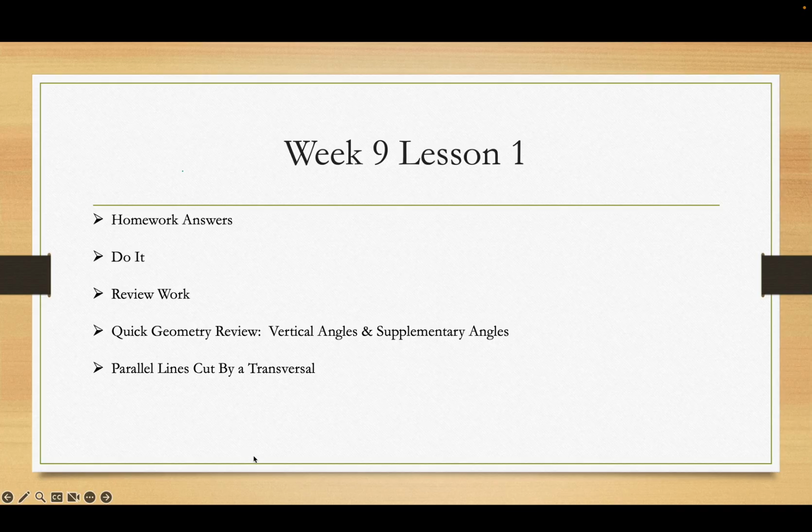What do we have to do today? Our agenda. We have our homework answers to go over. We have a do it to do. We have some review work to get going on, always spiraling our material. A quick geometry review of vertical angles and supplementary angles. Very fundamental stuff you've probably been doing since 8th or 9th grade. And then we're going to talk a lot about parallel lines cut by a transversal because that leads us into some understandings of triangles that we're going to get to next session.